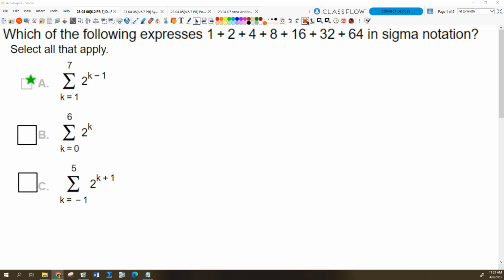It starts at 0. What do you think? Wait, does the number above mean how many times it does it? No, the number above is the ending value for the index variable. Right, so k is going to go from 0 to 6. So that's going to work too, right? Everybody agree? 2 to the 0 is 1, 2 to the 1 is 2, 2 to the 2 is 4, etc. 2 to the 6 is 64. Yeah, it's good. Okay, bottom one.